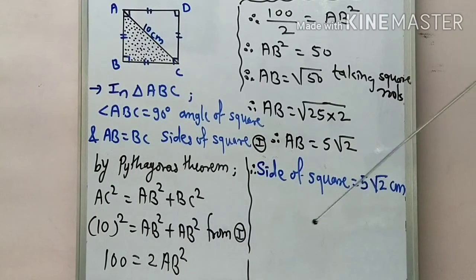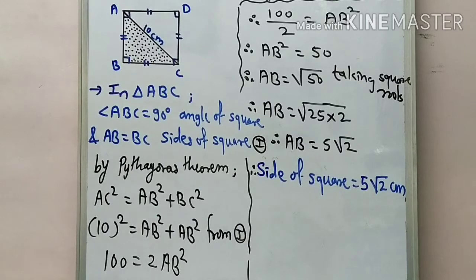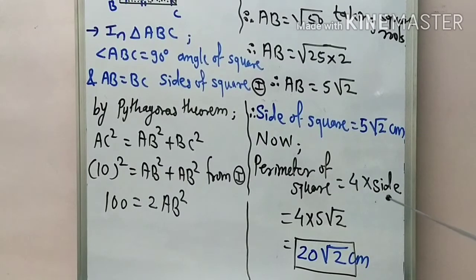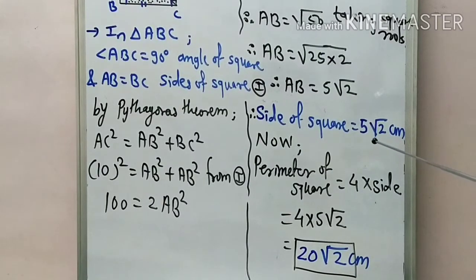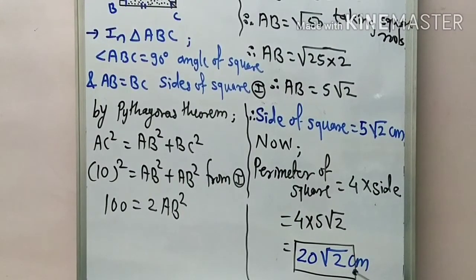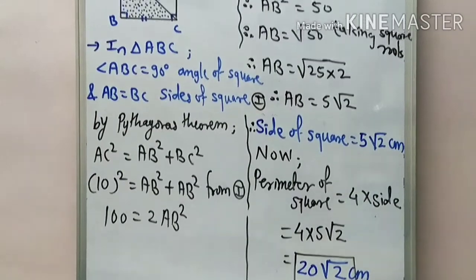Now we have to find the perimeter also. Perimeter means the sum of all four sides, but as we know all sides are equal in length, it is a property of a square, and hence the perimeter of a square is 4 into side. The side of the square we got as 5 root 2, so 4 into 5 root 2 means 4 5s are 20 root 2 centimeter is the perimeter of the square. So like this we solve this kind of example for 3 marks, okay students.